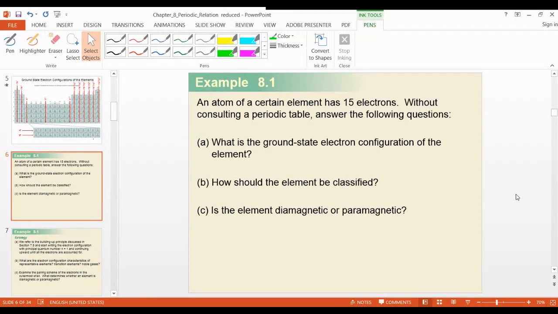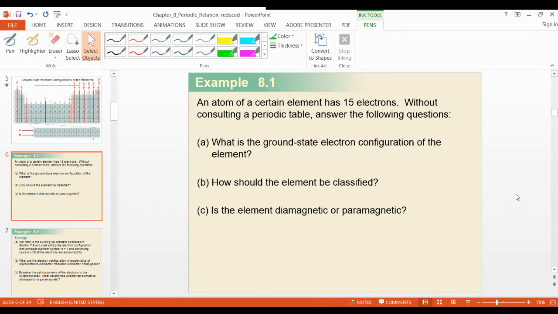Okay, suppose the question is giving you a certain element that has only 15 electrons. So don't look at the periodic table. Without the periodic table, you have to answer these 3 questions. What is the ground state electronic configuration of the element? Ground state is simple electronic configuration, nothing changed, no excitement of the electron, as I told you, simple 1s2, 2s2, 2p6, 3s2, 3p6, 3d10, something like this. Simple configuration. So you can write either short configuration or long configuration, it doesn't matter.